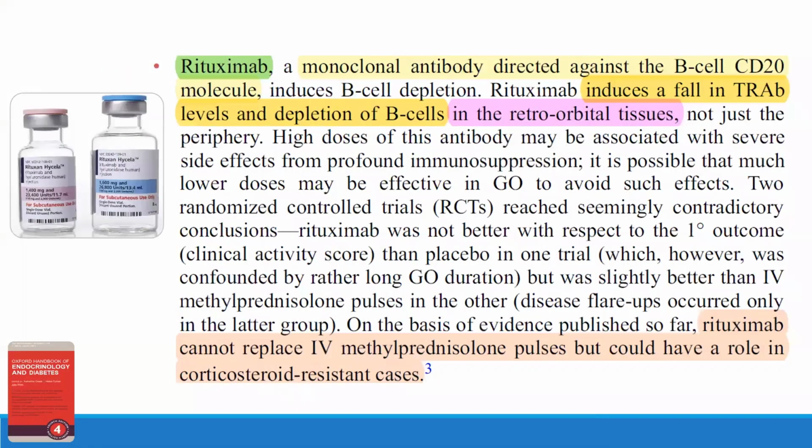Rituximab is a monoclonal antibody directed against the B cell CD20, and this actually induces B cell depletion. Rituximab induces a fall in TSH receptor antibody.